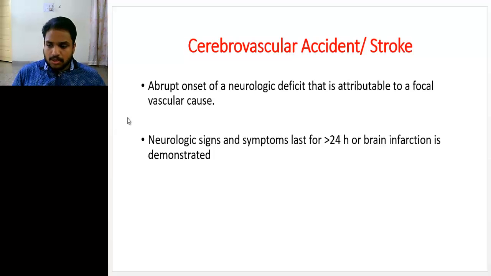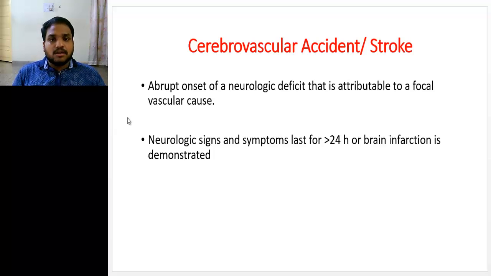and so this will lead to neurological symptoms. These neurological symptoms will manifest within seconds. Why? Because the neurons lack glycogen, and so the energy failure in neurons is very rapid. So the neurological symptoms will appear within seconds itself. And if the cessation of the flow lasts for more than a few minutes, then this would result in infarction or death of the brain tissue.